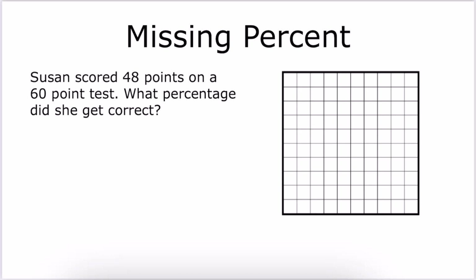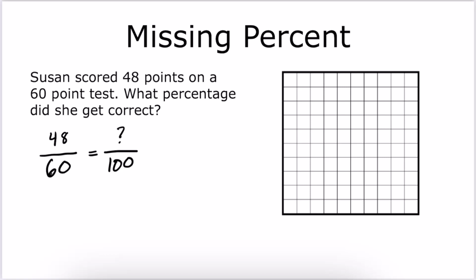And then the last type of percentage problem that you can solve with 100 grids is a missing percent problem. So when you're missing a percent, you might have a problem like Susan scored 48 points on a 60-point test. What percentage did she get correct? So in this case, we know that the total number of points on the test was 60, and she got 48 of them correct. And we're trying to find out the standardized ratio that has a denominator of 100 that's equivalent to this. So we're trying to find the percentage.